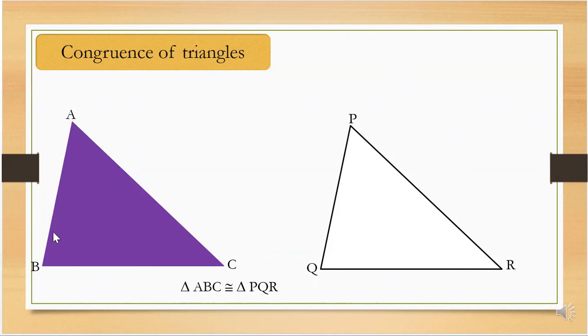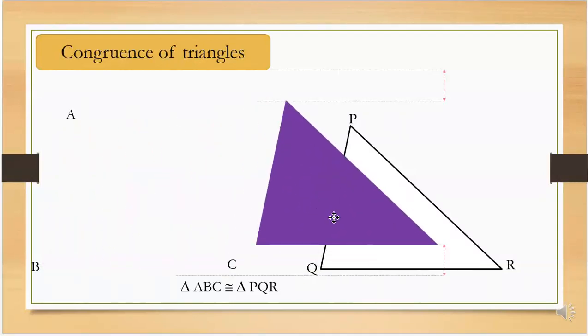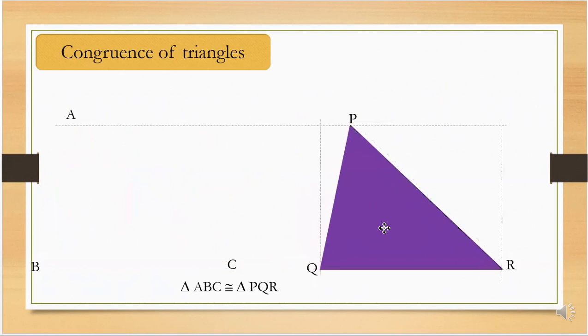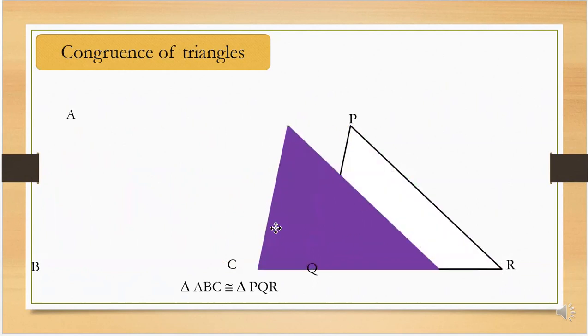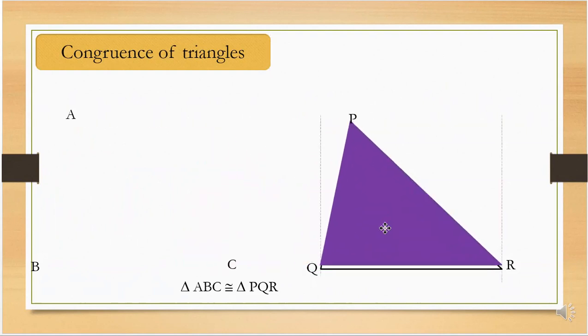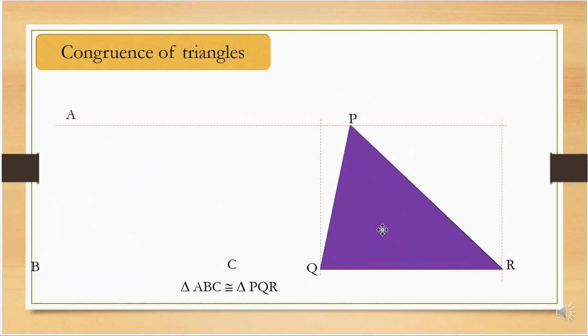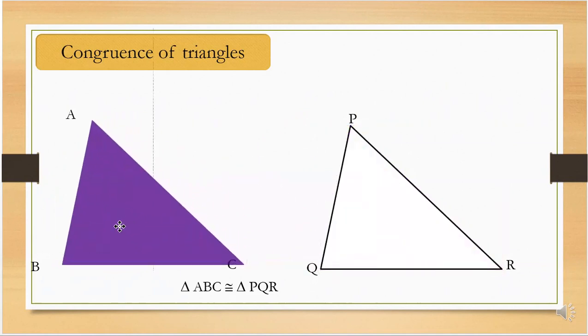You can see here, this first triangle is purple color, which is triangle ABC. And the second triangle is white color, which is triangle PQR. So if I want one-to-one congruence, then this purple color triangle should exactly match all the points as well as lengths of the white color triangle. If I take this triangle and put it on PQR, then it is going to be exactly cut to cut equal.